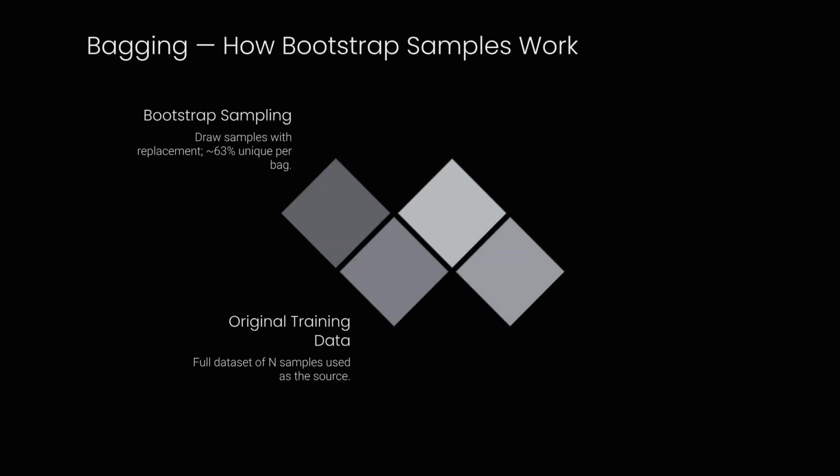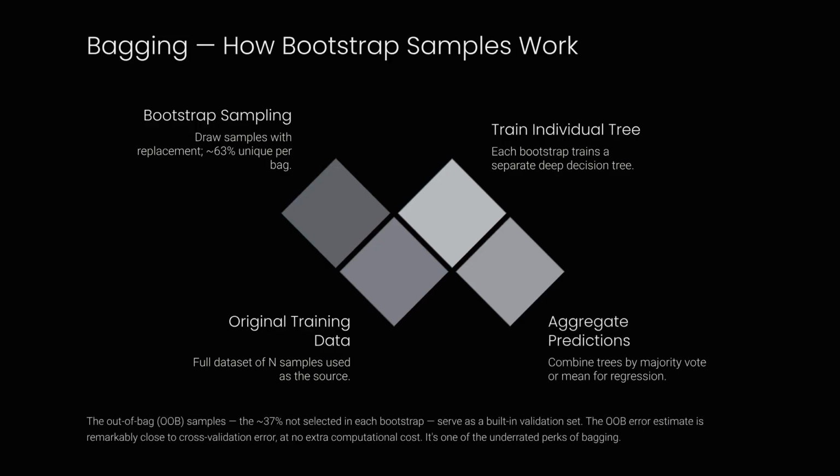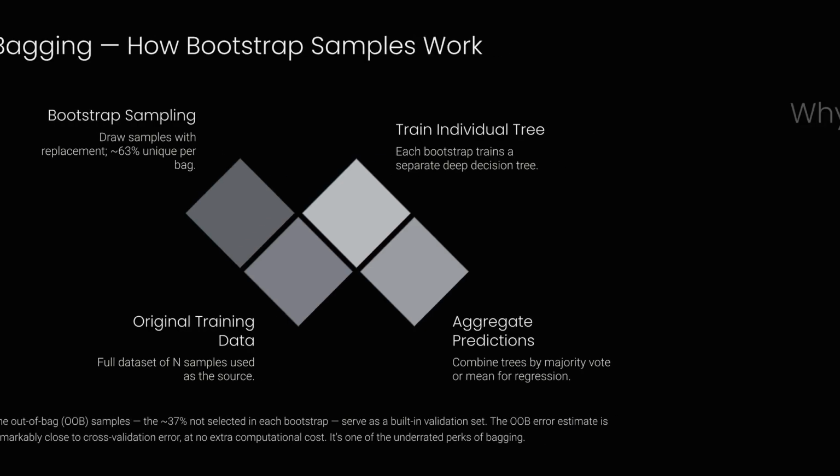Bootstrap sampling draws samples with replacement, creating separate datasets for each tree. This trains individual deep decision trees. The predictions are then aggregated by majority vote or mean for regression. The out-of-bag samples serve as a built-in validation set.